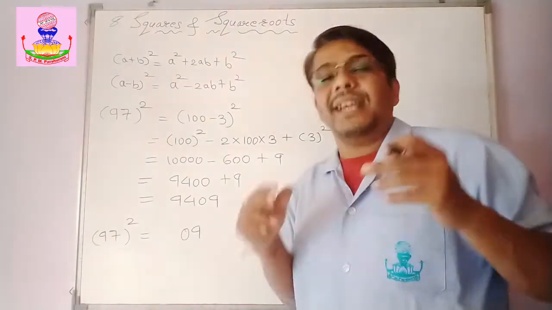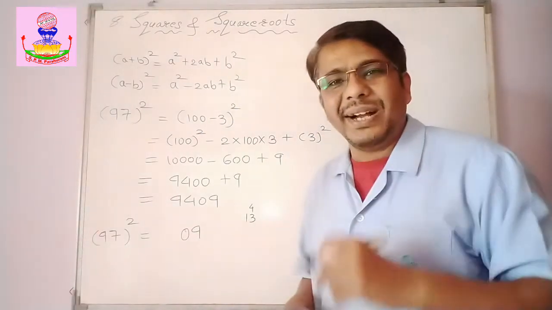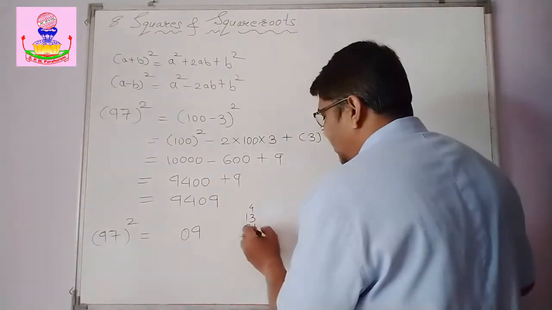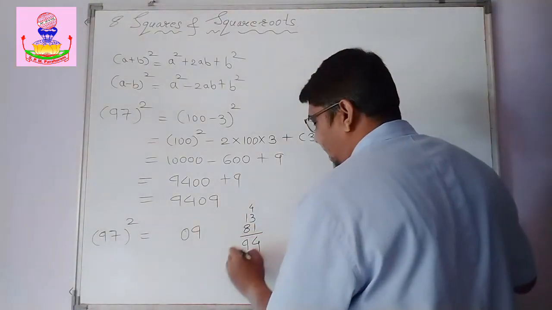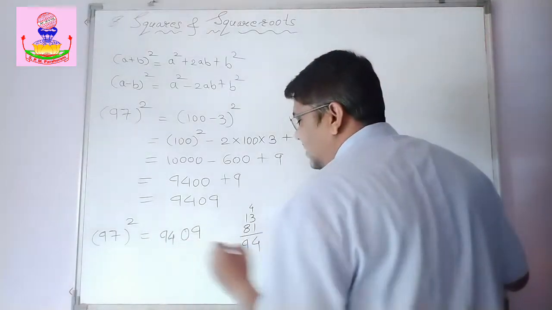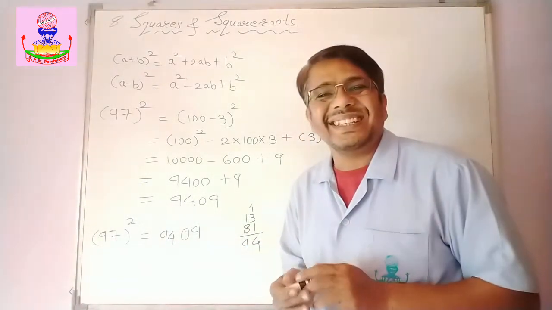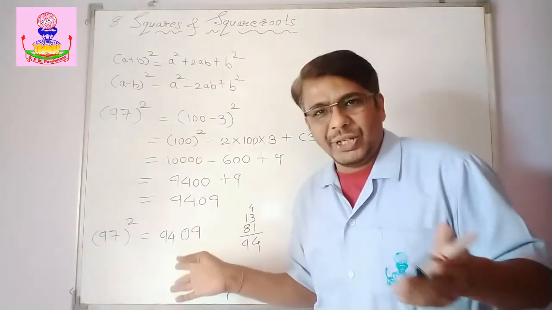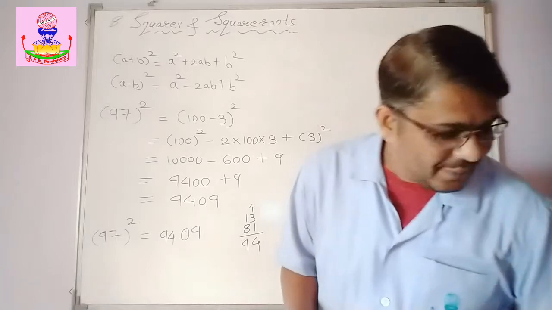Now we know the square of 9, what is it? 81. And 81 plus 13 is how much? See, 3 plus 1 is 4, 8 plus 1 is 9, and your answer comes 9409. Am I right? Yes. So you can learn orally and you will get interest in it.